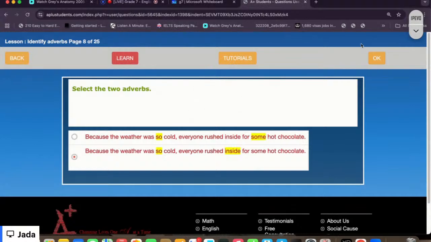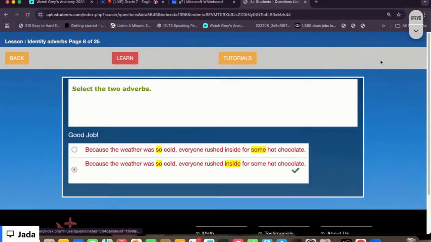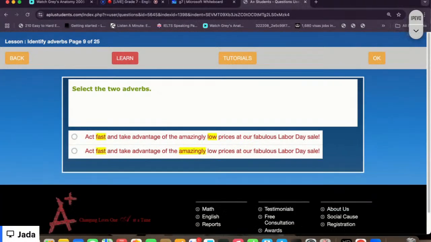So we have the second one. All right, so we have: act fast and take advantage of the amazingly low prices at our fabulous Labor Day sale. So what are the two adverbs here?